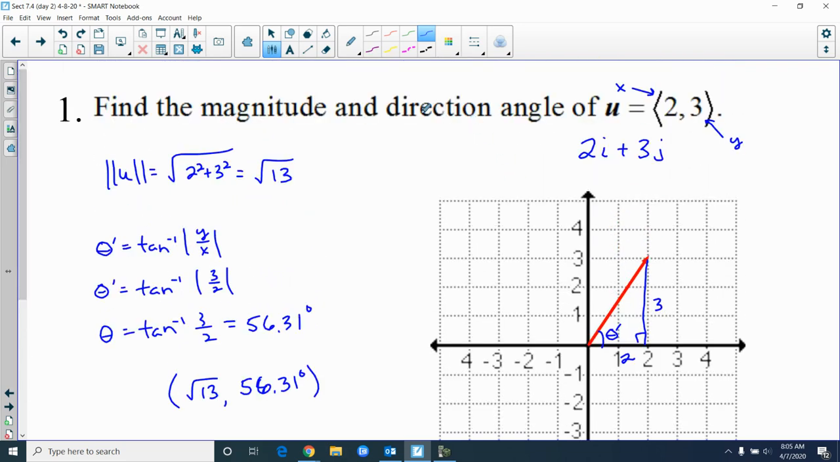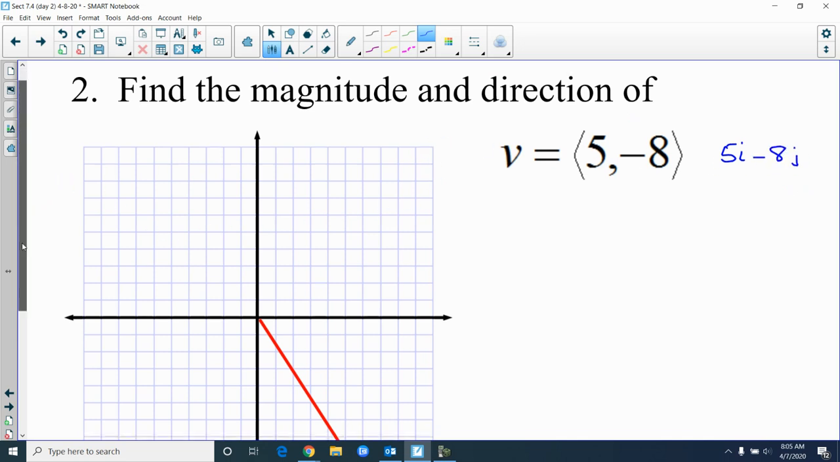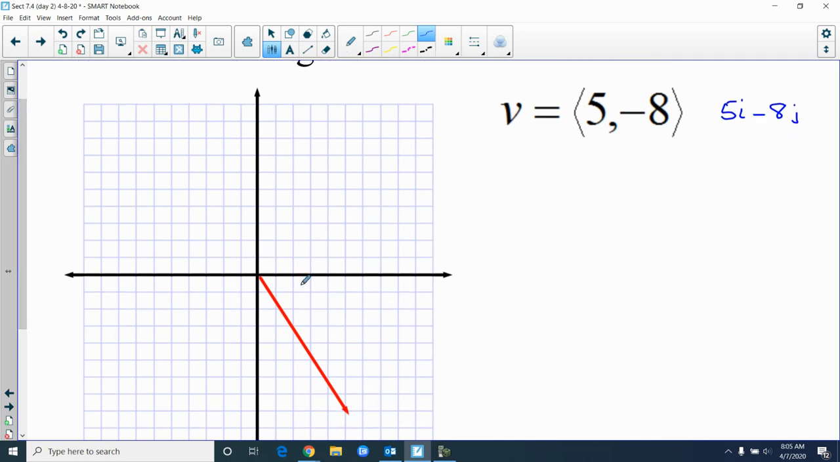All right, second one here. And this is the last one for today. Find the magnitude and direction of 5, -8, the position vector. That is the same as 5i minus 8j. ij method, position vector method are equivalent. We need to find the length, which is the magnitude. We need to find the direction.